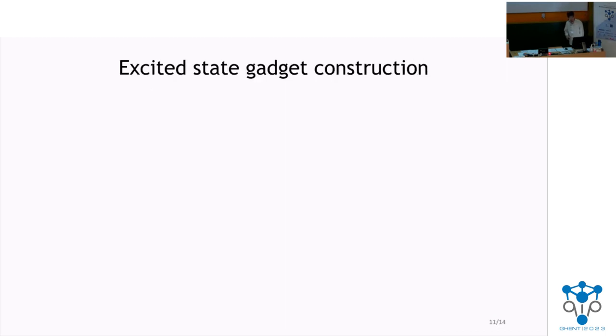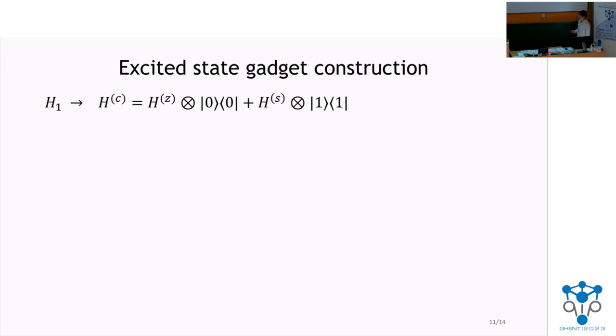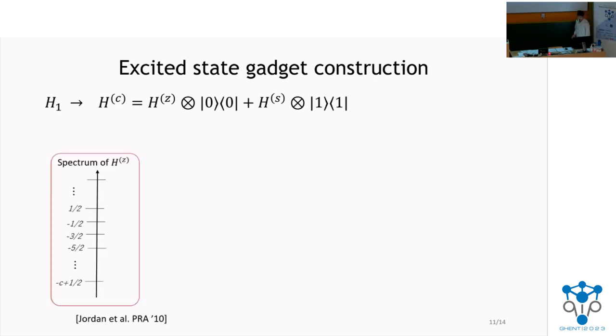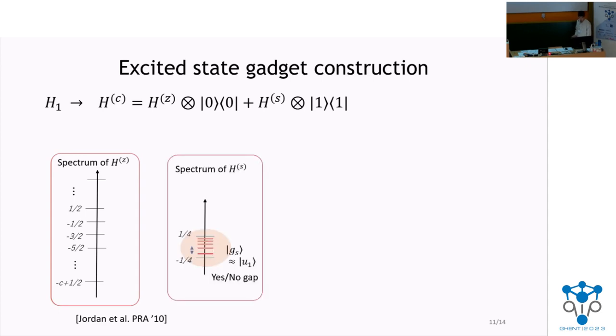And then I proceed to explain how we obtain the excited state Hamiltonian. Here, we construct Hc in this way. Hz and Hs are the Hamiltonians which have energy spectrums like this. Hz is a Hamiltonian which has a gap. So the lowest energy of Hz is minus c plus 1/2, and this has a precise gap of one.